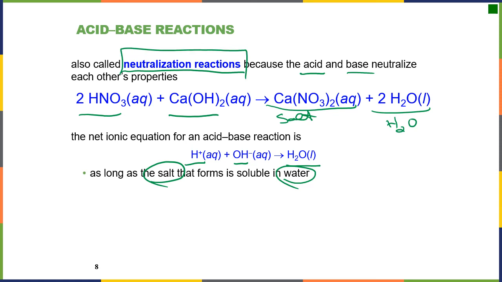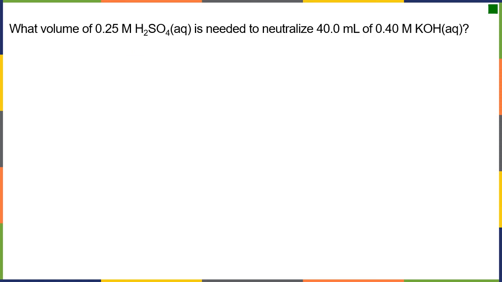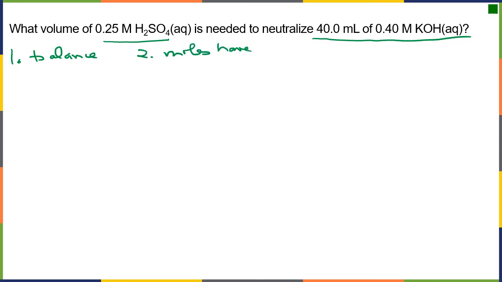So let's do some math with one. What volume of sulfuric acid is required to neutralize this amount of KOH? Well, we know that our steps are this. 1, balance. 2, moles of what you have. 3, moles of what you need. 4, finish. Now we can't do the dilution equation on this because this isn't a dilution, this is a reaction. This is not one-to-one. So we are going to have to write a nice balanced equation.